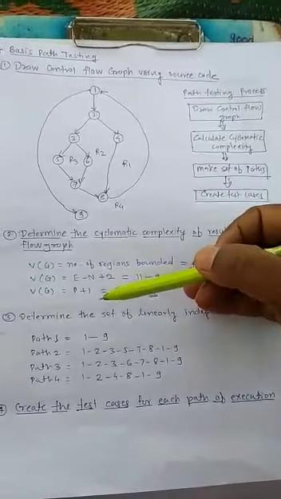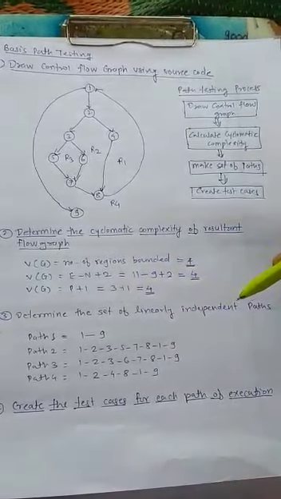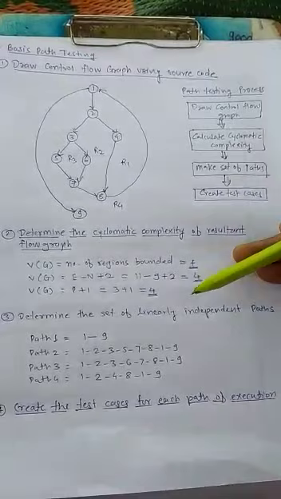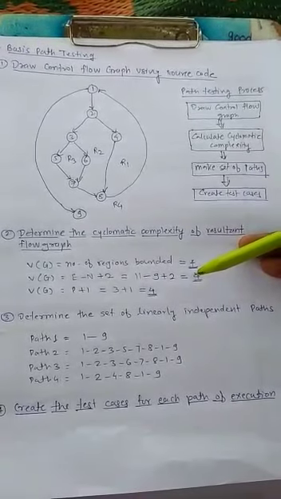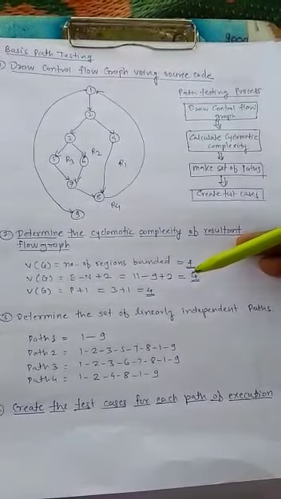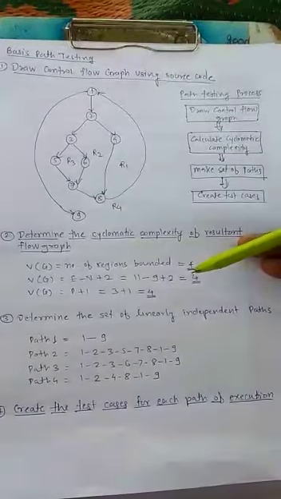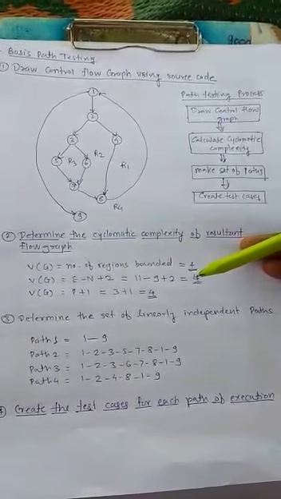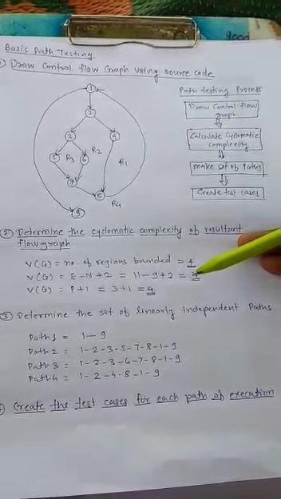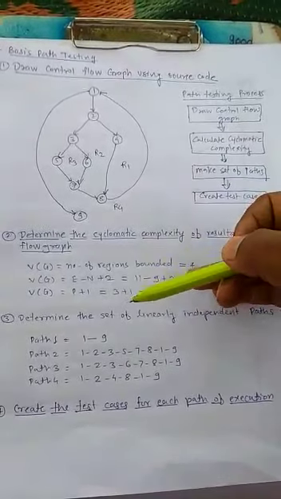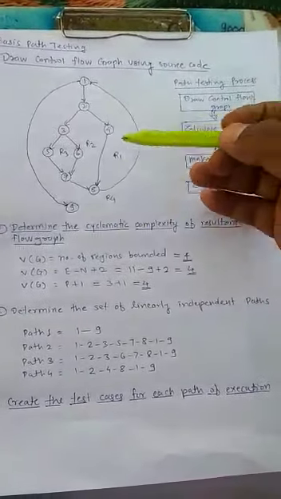The third step is to determine the set of linearly independent paths. We know that the cyclomatic complexity is equal to the number of linearly independent paths. It means there are a total of 4 independent paths in the flow graph. So we have to find these paths.